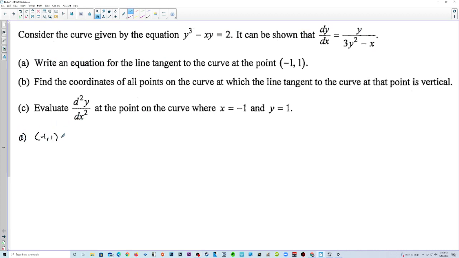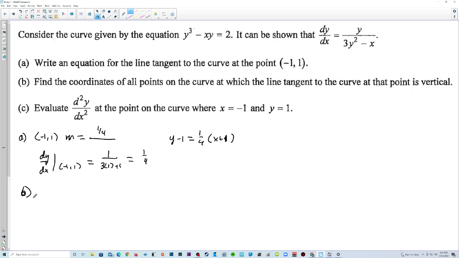We have (-1, 1), and we need the slope. And so we need dy/dx evaluated at (-1, 1). And that's going to be equal to 1 over 3 times 1 minus, actually plus 1, because it's minus negative 1. So 1/4. y minus 1 is equal to 1/4 times x plus 1. All right, yeah, just write the equation. So I think we got it.